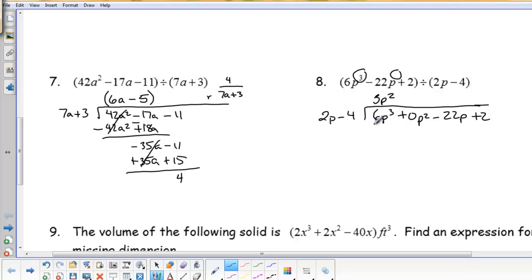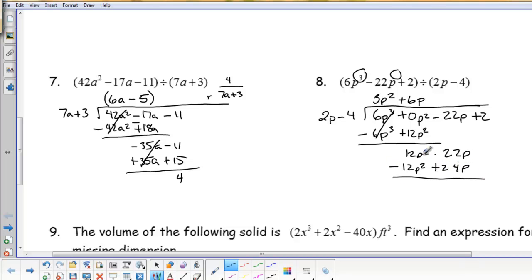Multiply 3p squared through every number in the binomial. 6p to the third minus 12p squared. Draw the line, change all your signs, cancel out, your check is still in place. 12p squared minus 22p. What number times 2p equals 12p squared? That number is 6p, so that's going to be 12p squared minus 24p.